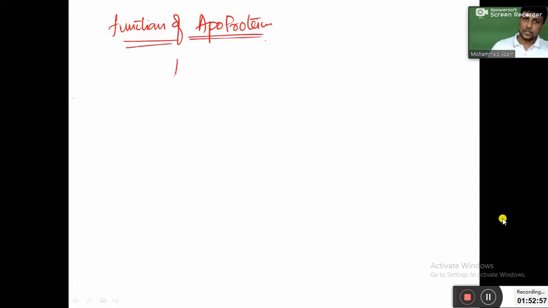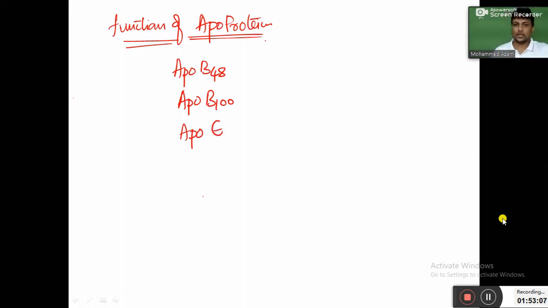And now the last and final thing, sir. What are the functions of lipoproteins? Functions of apoproteins. Yes, function of apoprotein. लिखो sir. Apoprotein B48 and then apoprotein B100 and then apoprotein E. ठीक है ना? These three.